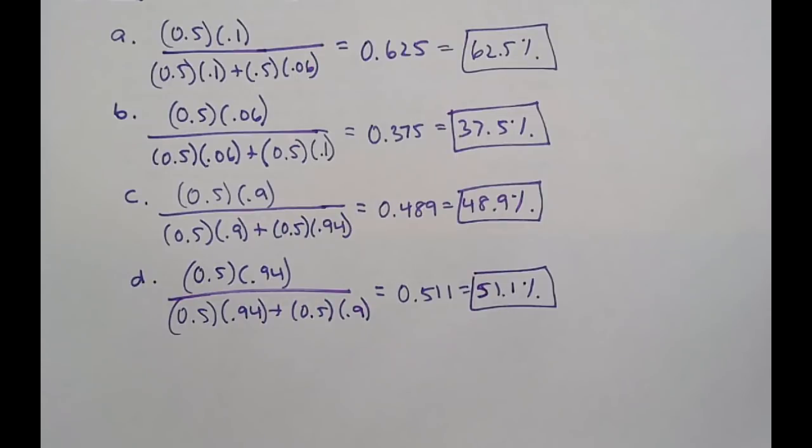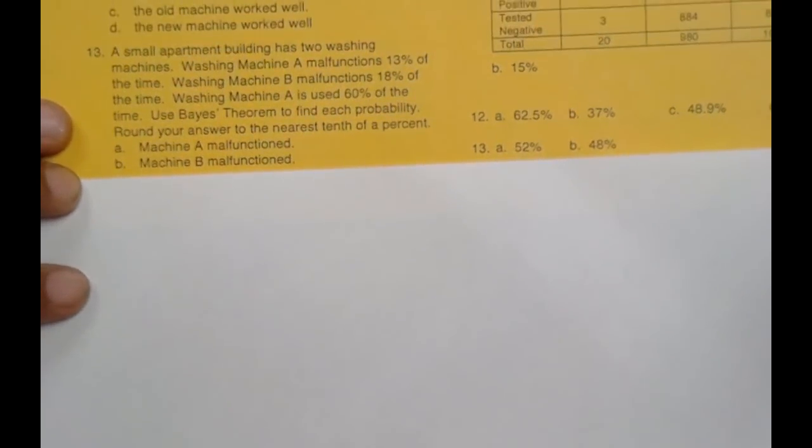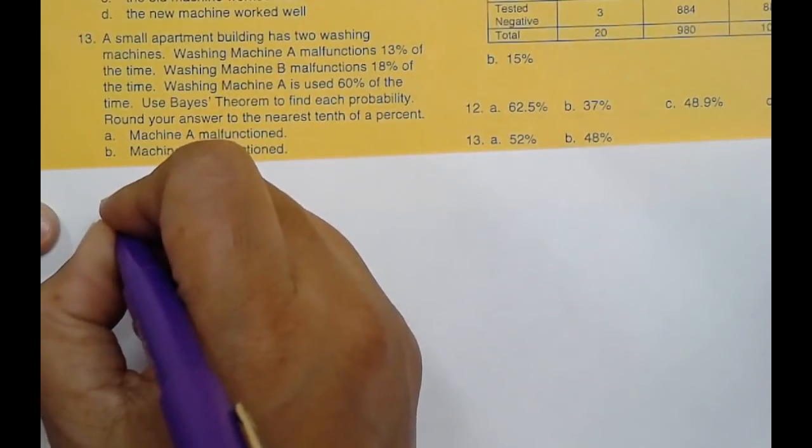All right, and the last one of these. So we have a small apartment building. Oops, you guys can't see that, huh? A small apartment building has 2 washing machines. Washing machine A malfunctions 13% of the time. Washing machine B malfunctions 18% of the time. Washing machine A is used 60% of the time. We can use Bayes' theorem to find each probability. So here we have washing machines. This is number 13.